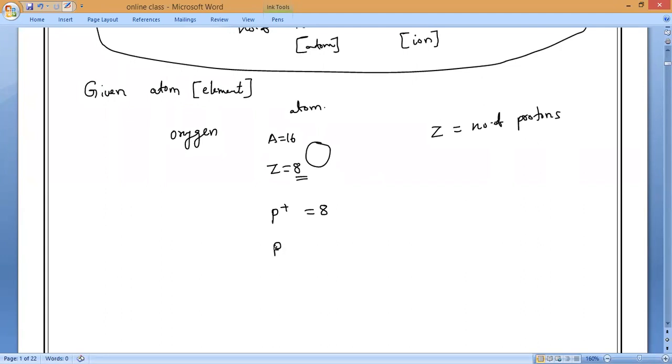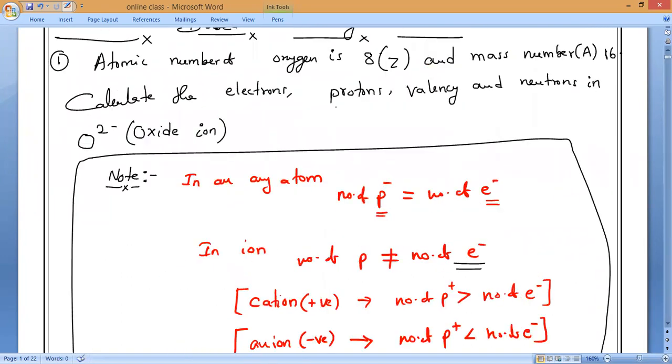Number of electrons also equals what? The number of protons in an atom. In an atom, which are equal? Check it, everybody. Number of protons equals the number of electrons.